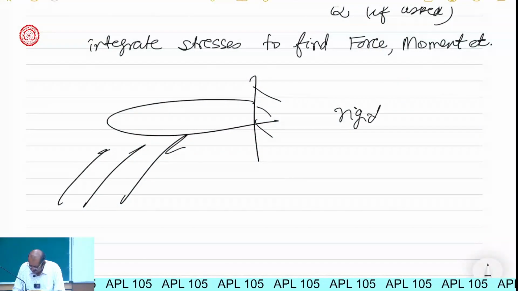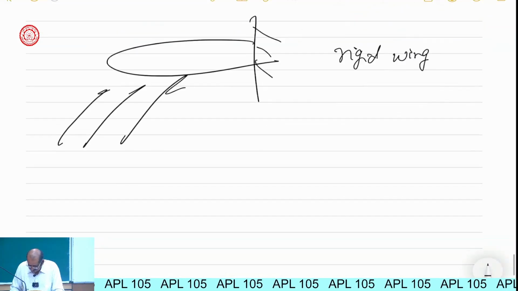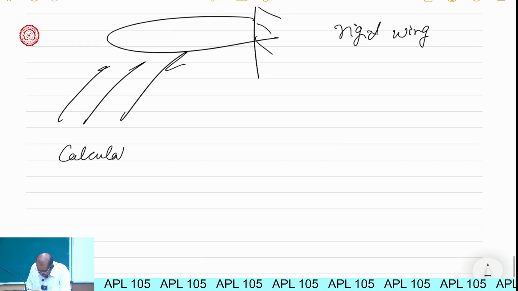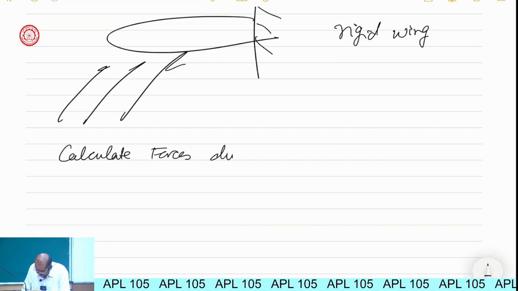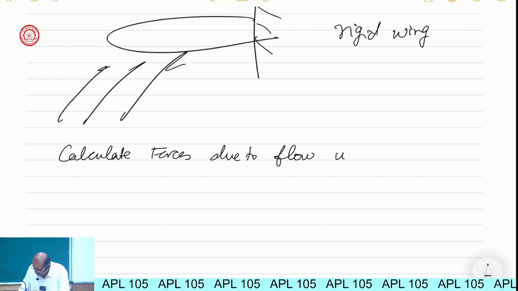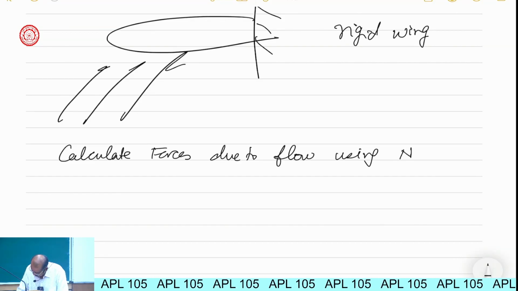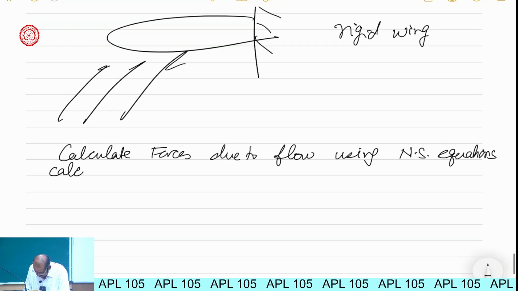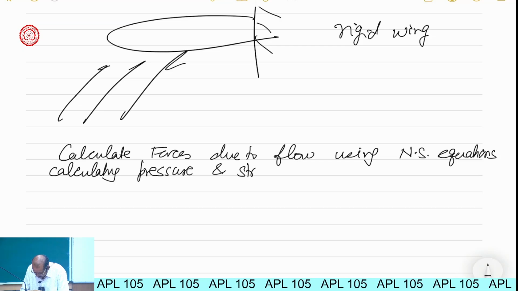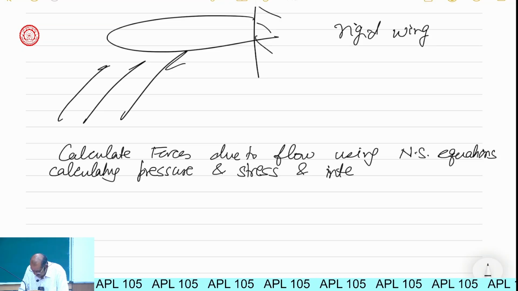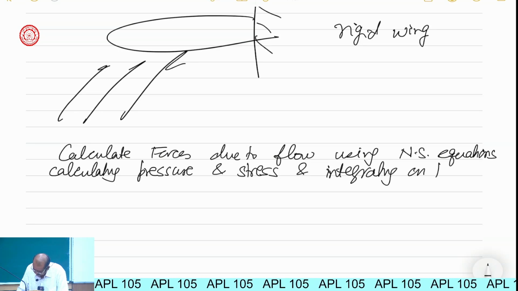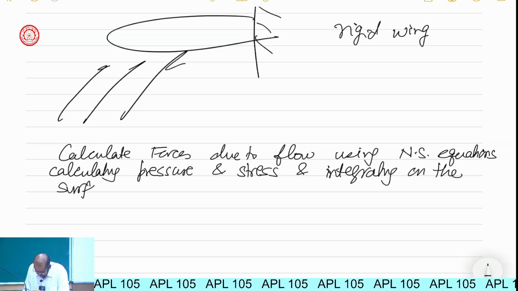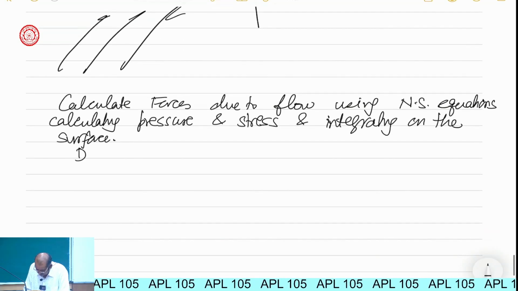So let me write this down. Calculate forces due to flow using pressure and stress and integrating on the surface. Now deflection of the wing.